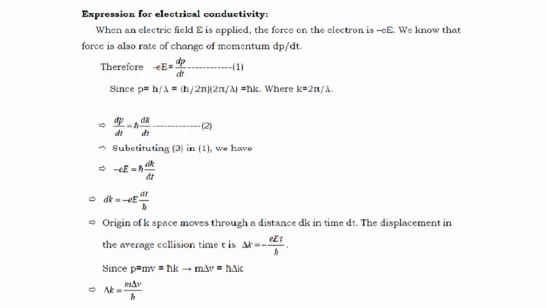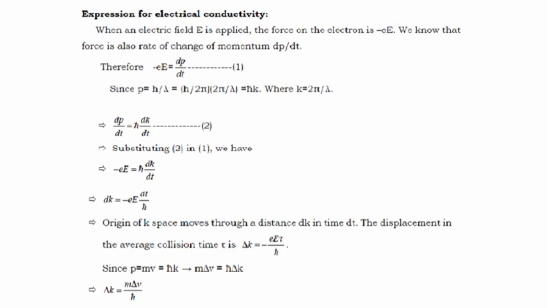So using quantum free electron theory, we can also find the expression for the electrical conductivity sigma. First, all of you know that when an electric field E is applied, the electric field pushes back the electron with a force that is minus small e into capital E. Small e is the charge of the electron and capital E is the electric field.